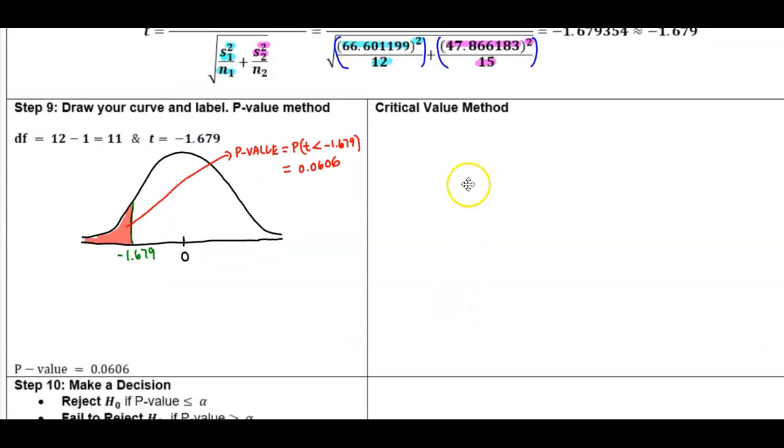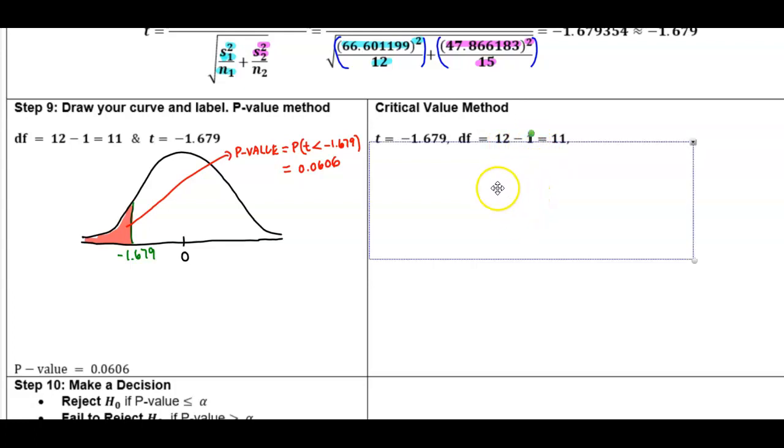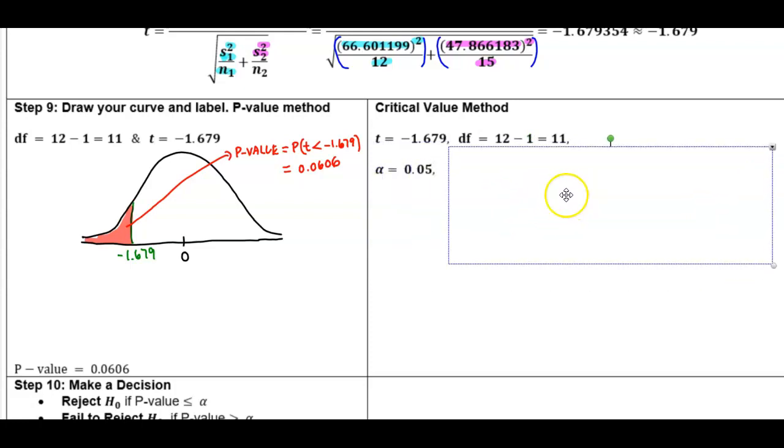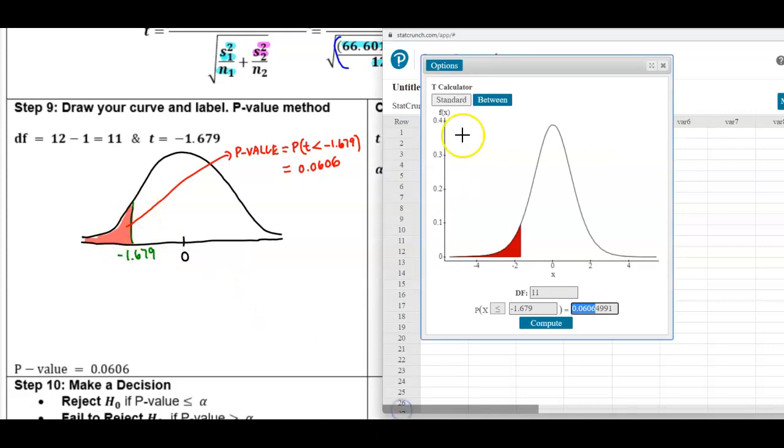Now let's use the critical value method. What do we need to know? The test statistic we found is negative 1.679, and the degrees of freedom is 12 minus 1, which is equal to 11. Now we need to find the critical values. Recall that the critical values depend on alpha. Alpha is equal to 0.05, and we're dealing with a one-tailed distribution.